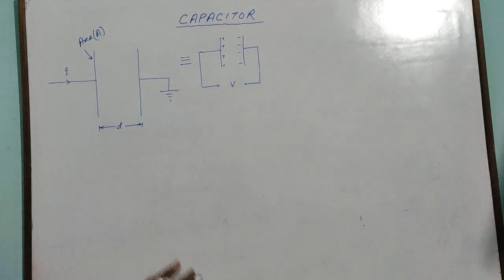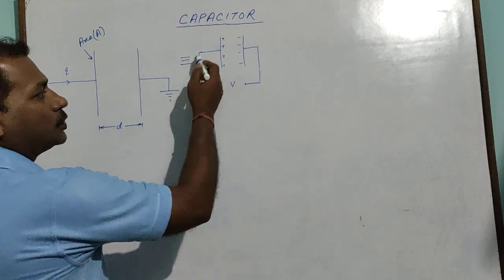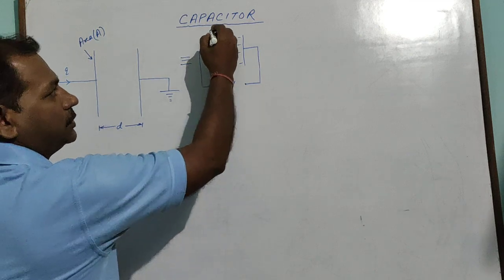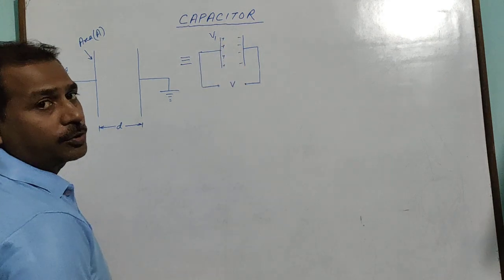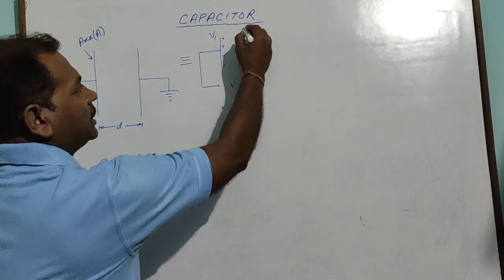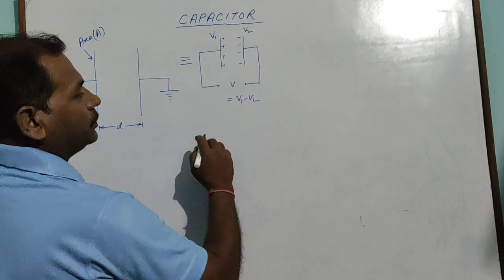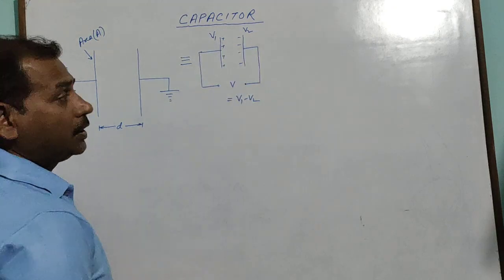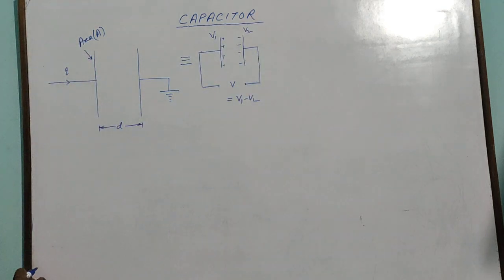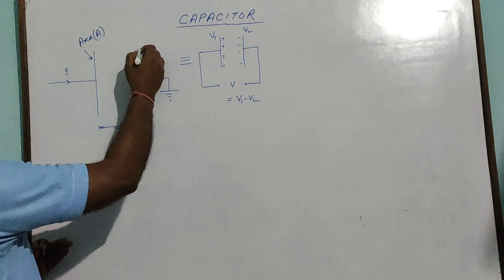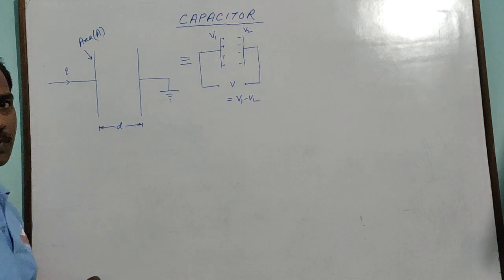As we have discussed, the two plates are here and these two plates are connected with a source. So different plates will have different potential. Let this end have potential V1. This plate has potential V2. So V is basically V1 minus V2. If this part is earth, then this becomes 0. So whatever potential it has, the same potential will be between the two plates.